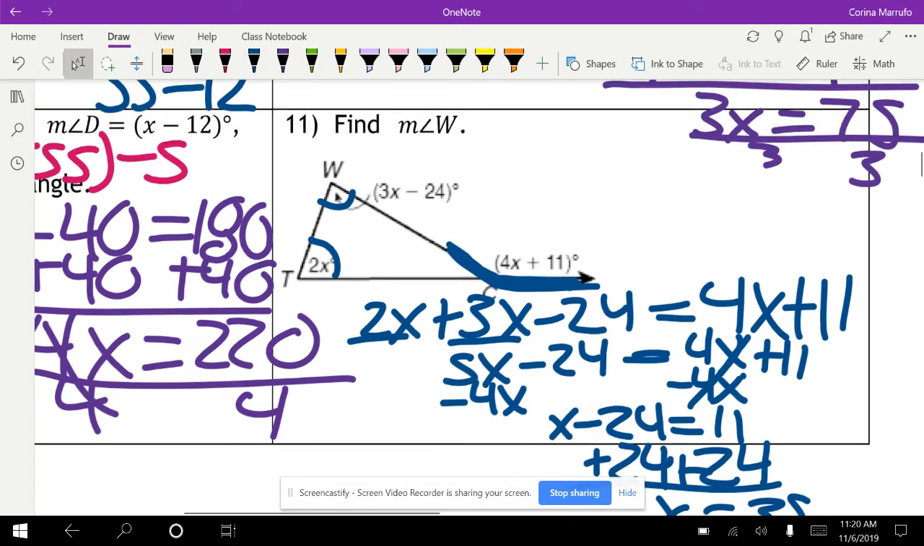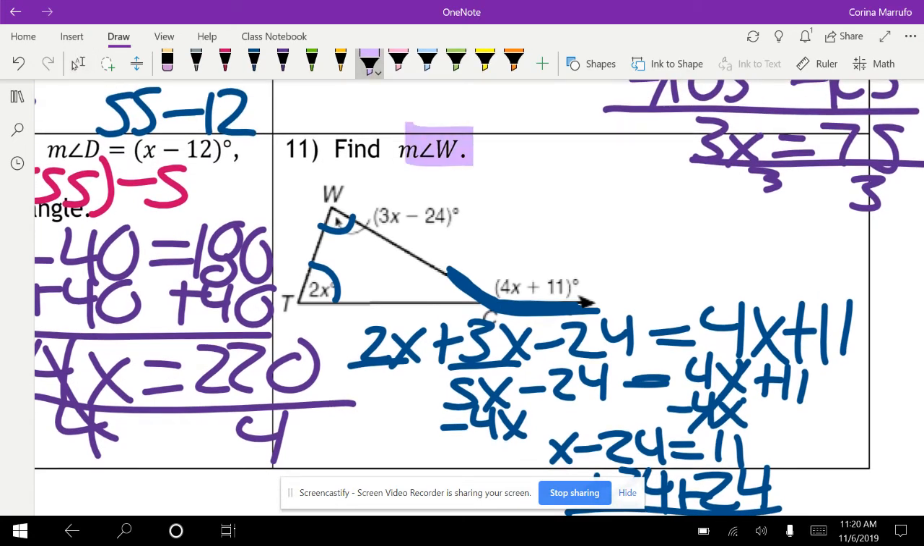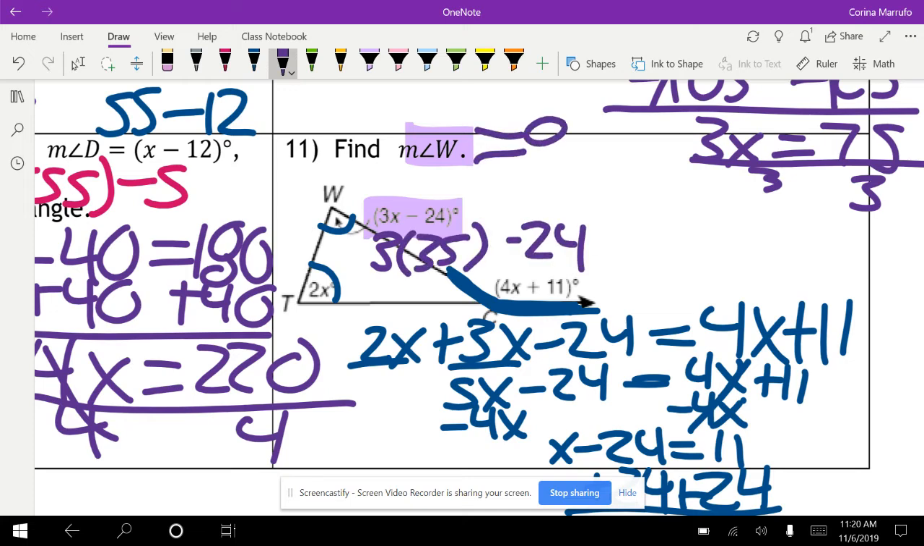Okay, but we're not done yet because they're not asking us for x, they're asking us for w. So we're going to do 3 times 35 minus 24. 3 times 35 minus 24, and I believe that gives us 81.